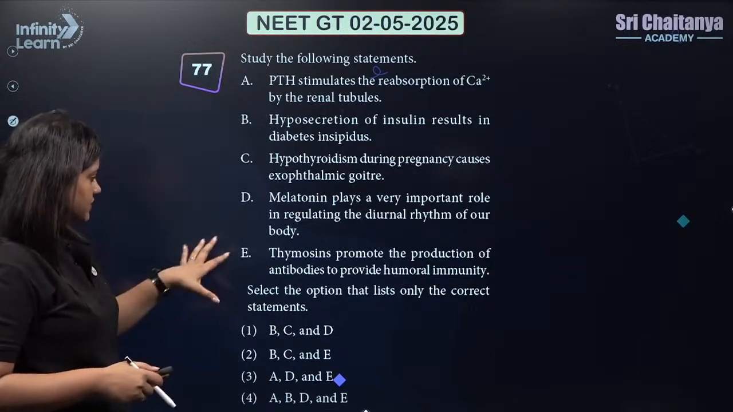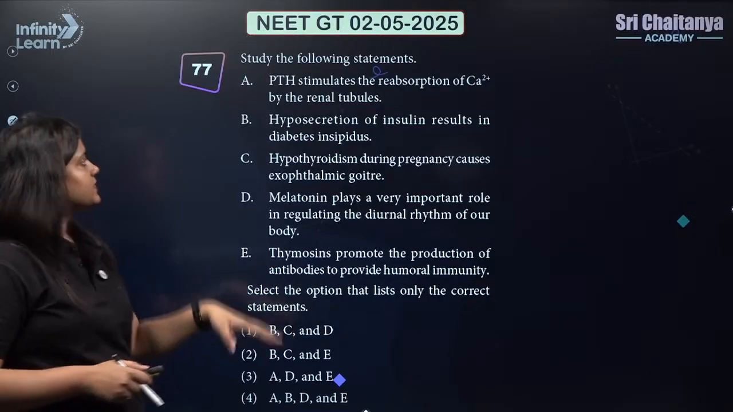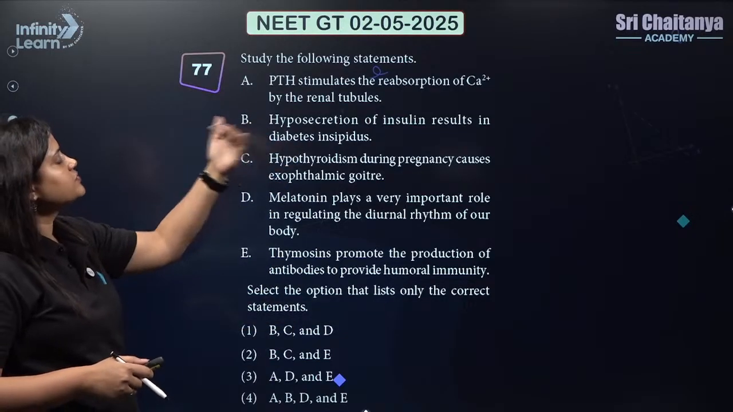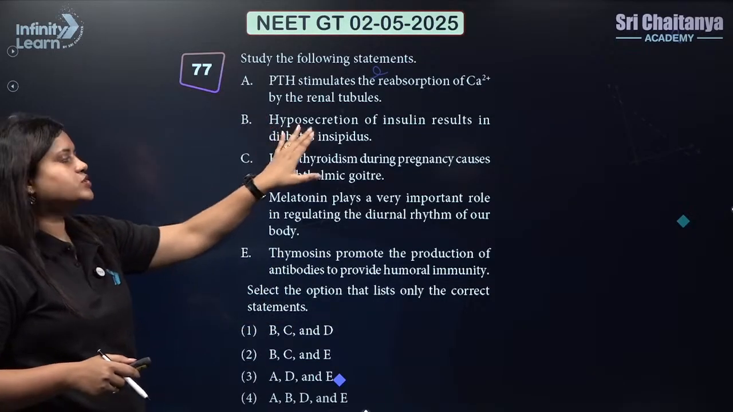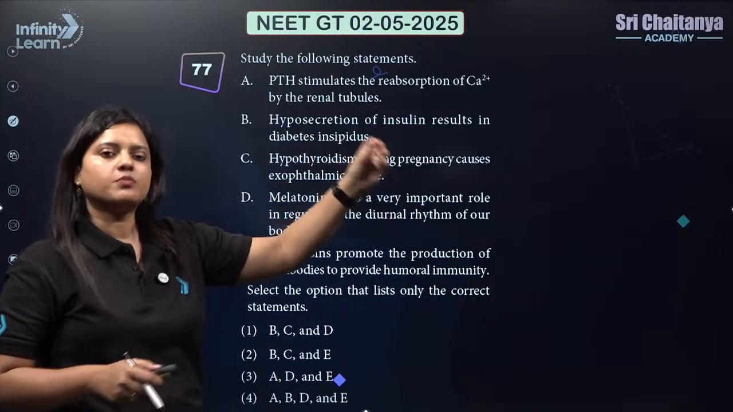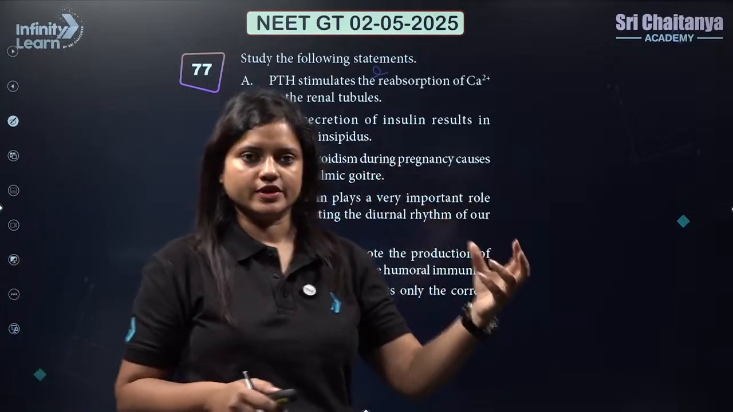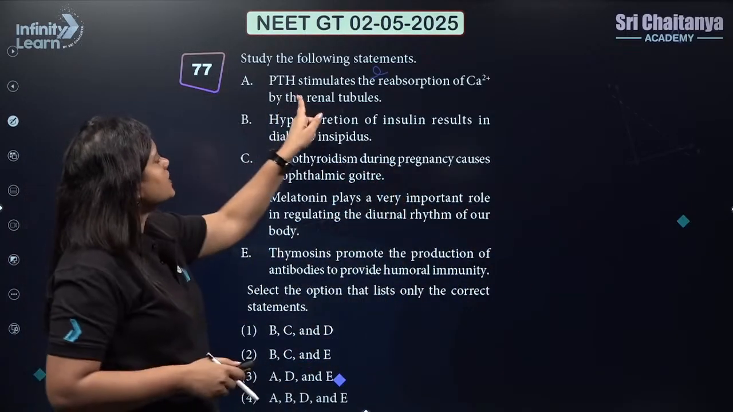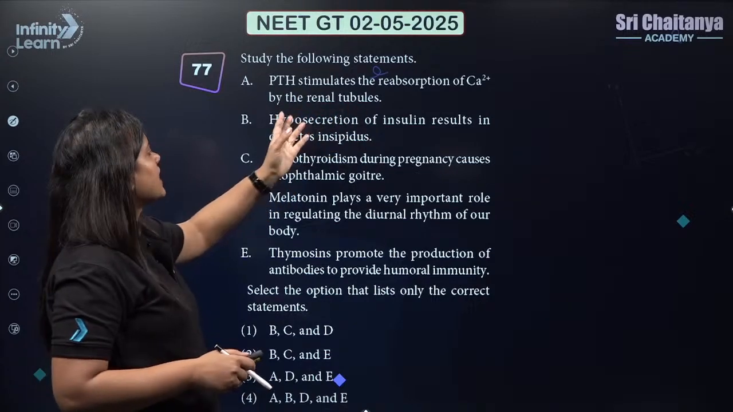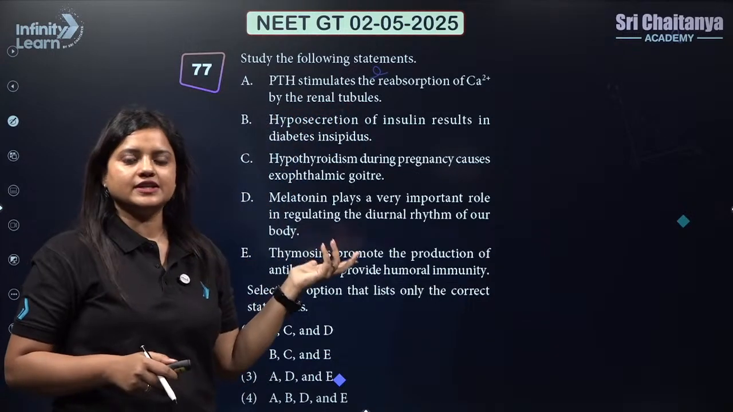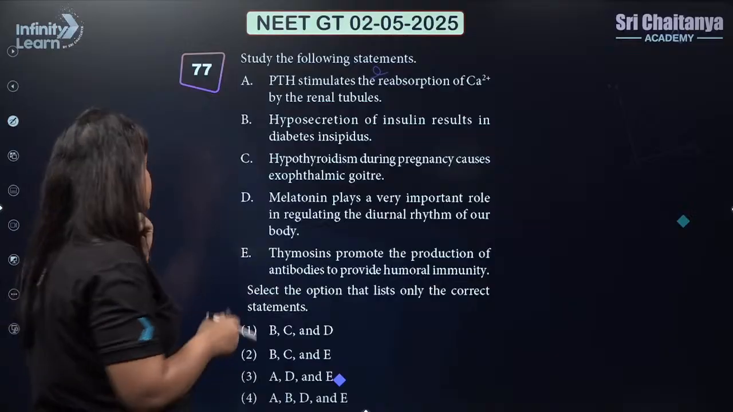Now read all the statements and figure out the correct statements. PTH stimulates the reabsorption of calcium by the renal tubule. So ultimately PTH, parathyroid hormone, increases the blood calcium level. If it is stimulating the reabsorption of calcium from the renal tubules, definitely there will be an increase in blood calcium level, which is right.